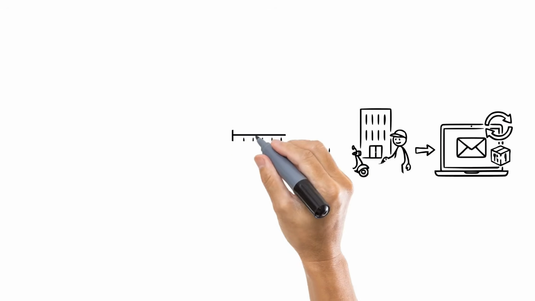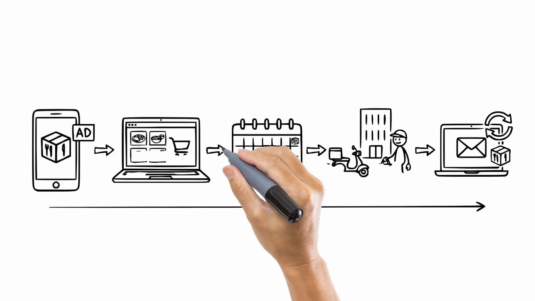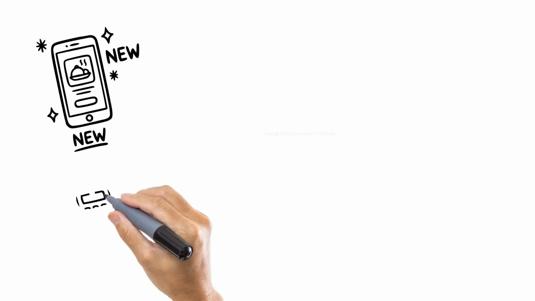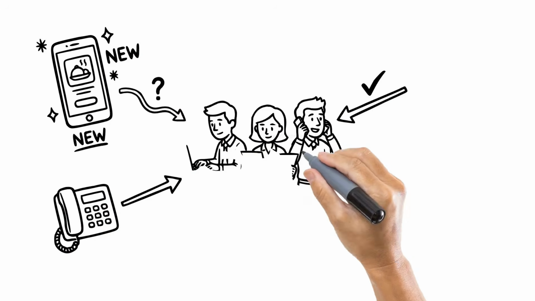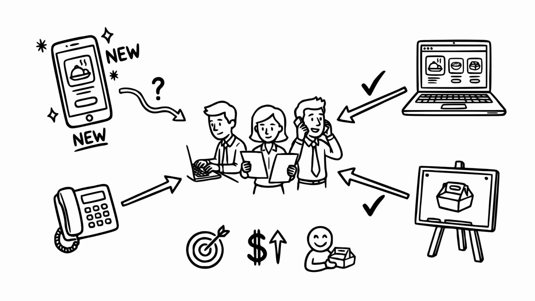Map the entire customer journey. A customer might discover your company through an online advertisement, visit your website, purchase a weekly meal subscription, receive deliveries at work, and later receive renewal offers through email. Choose channels based on customer behavior rather than personal preference. The best channel is not necessarily the newest technology. It is the channel that reaches your target customers efficiently while supporting a profitable and convenient customer experience.